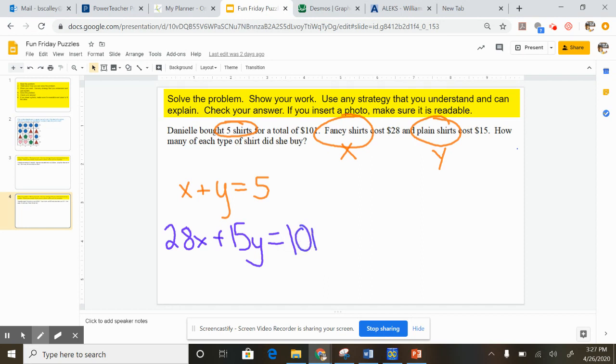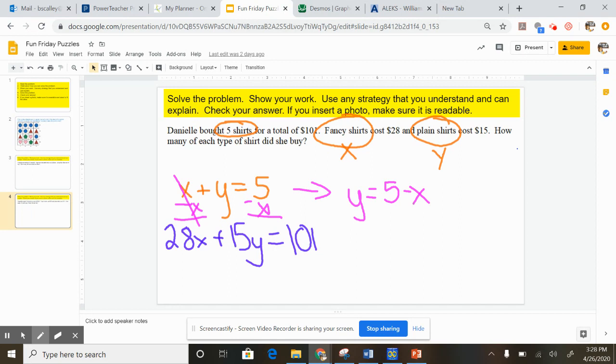Again, kind of just like the last problem, I could have used substitution or elimination. I think I want to use substitution here because I think that top equation looks really easy to get either the x or the y by itself. I think I'm going to get the y by itself. So let me subtract x on both sides here. And this top equation will be y equals 5 minus x.